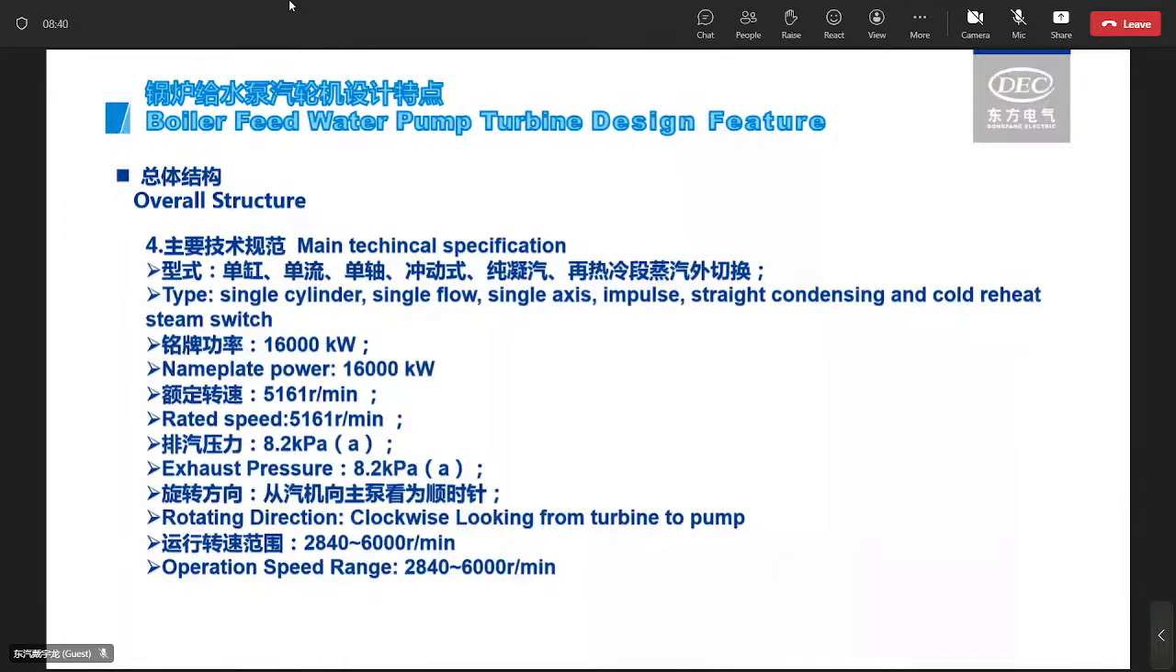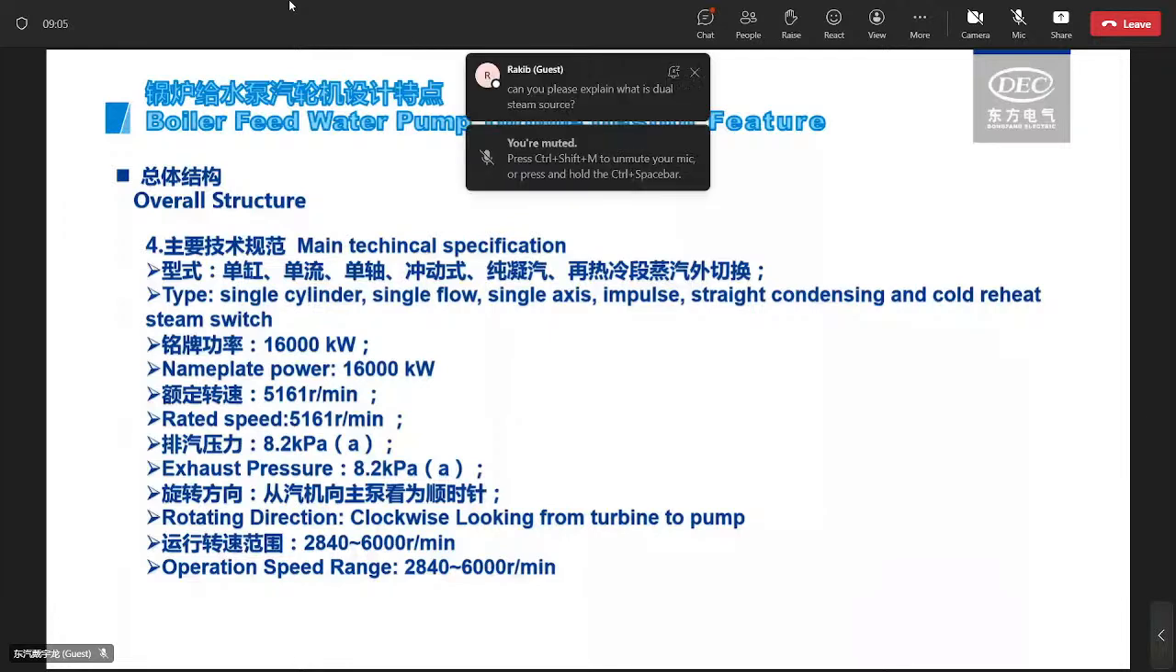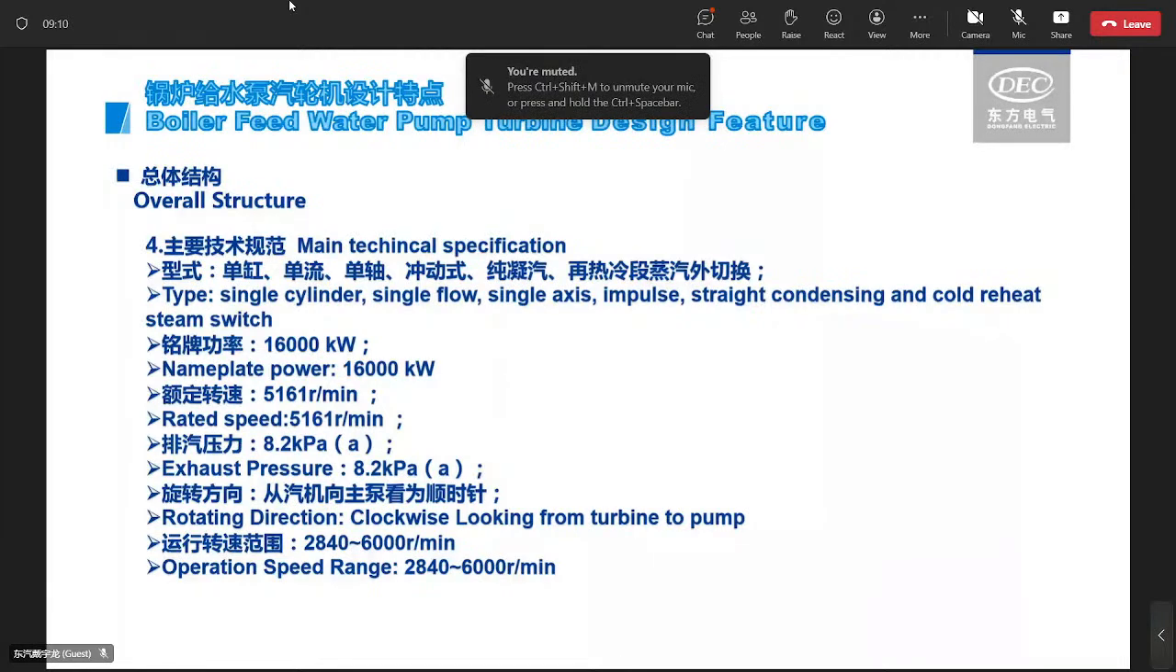The main technical specification: the type of this unit is single cylinder, single flow, single shaft, impulse, pure condensing, and cold reheat steam external switch.